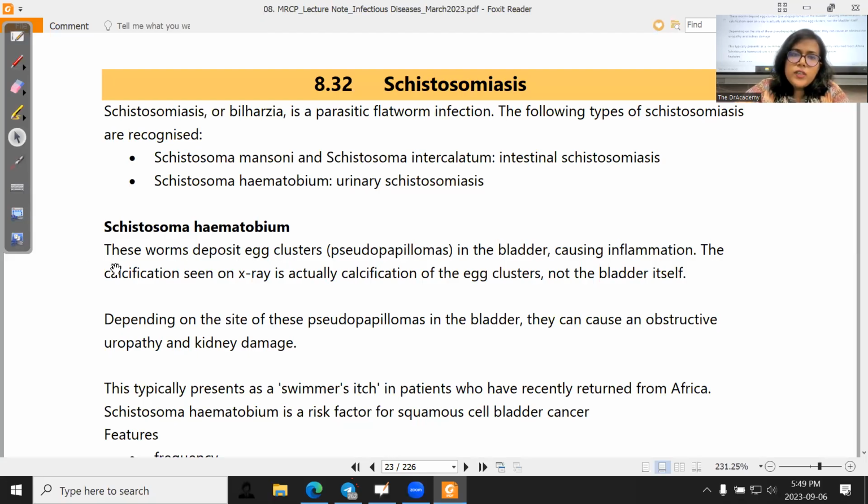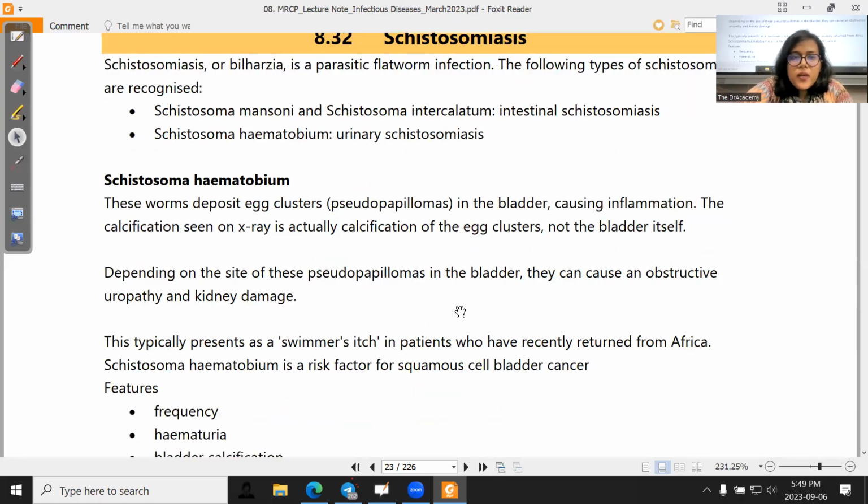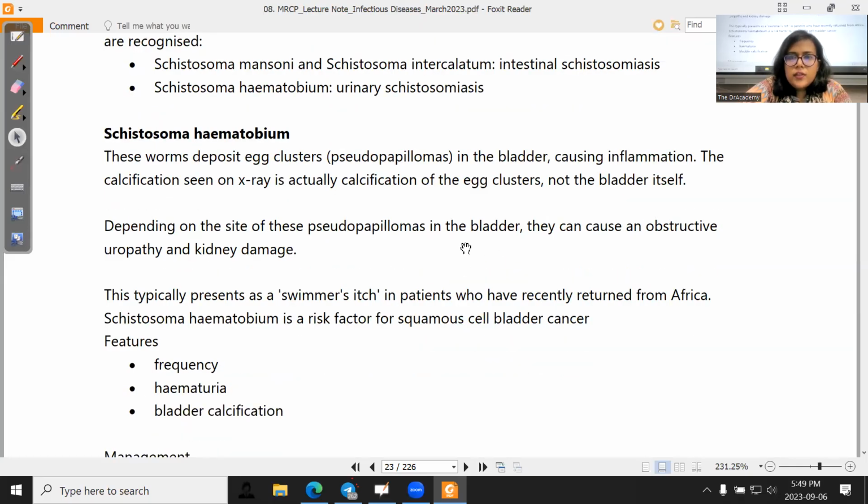Schistosomia hematobium, what it does is the worm deposits egg cluster, okay, which is also known as the pseudopapilloma in the bladder, thereby causing inflammation in the bladder neck. And sometimes this egg cluster can be seen as calcification on the X-ray. This is not really a calcification of the urinary bladder. This is just the eggs of the worm. Okay, and usually they can resemble that of urinary bladder cancer.